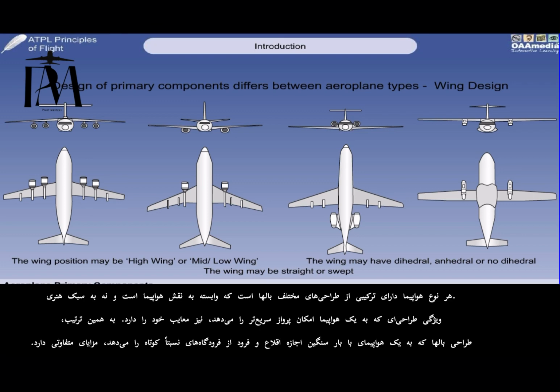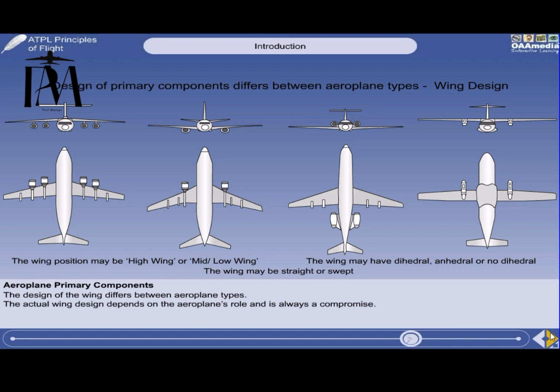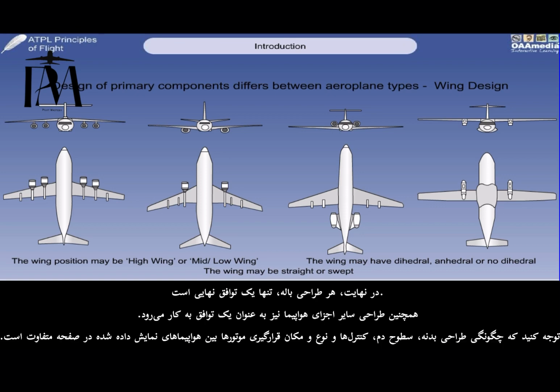Each aeroplane type has a combination of the wing designs outlined above. The actual wing design depends on the aeroplane's role rather than artistic style. A design feature that enables an aeroplane to fly faster will also have disadvantages. Similarly, a wing design that enables a heavily laden aeroplane to take off and land from a relatively short runway will have different disadvantages. Ultimately, every wing design is a compromise.